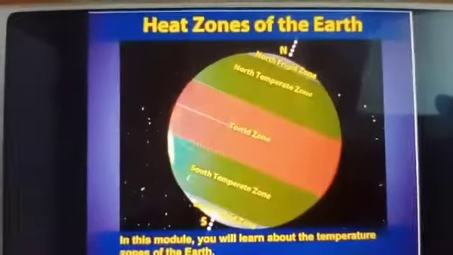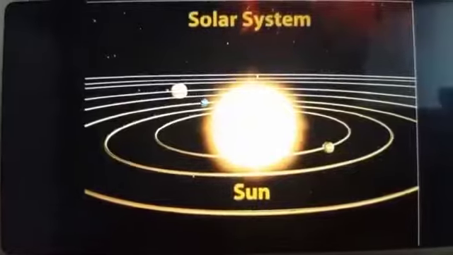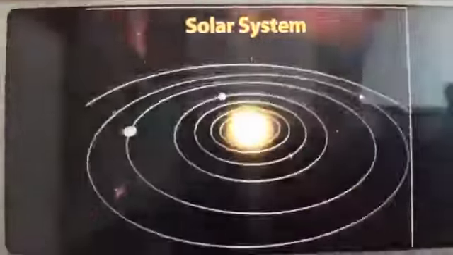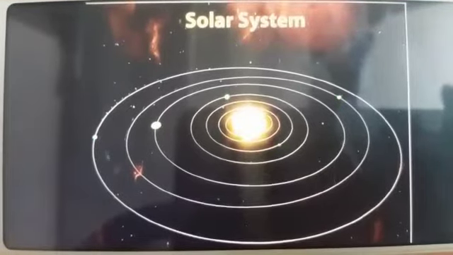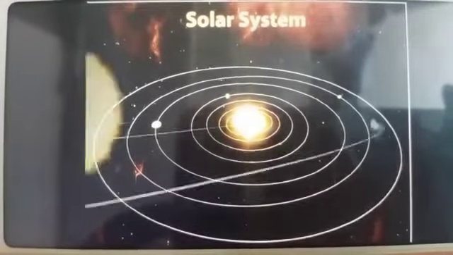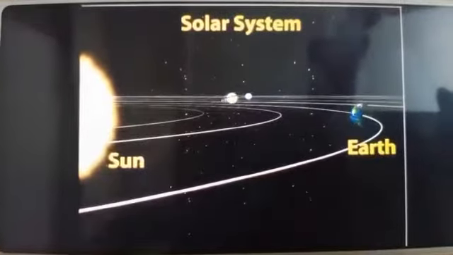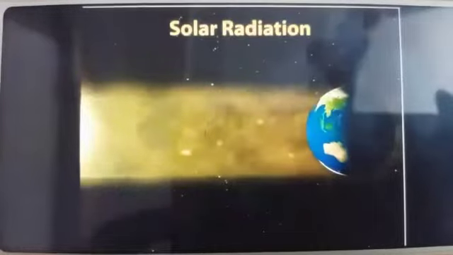In this module, you will learn about the temperature zones of the Earth. The Sun, which is at the center of the solar system, is the source of heat for all the planets. Since the Earth is placed at a distance of 150 million miles away from the Sun, it intercepts only a very small part of the solar radiation.